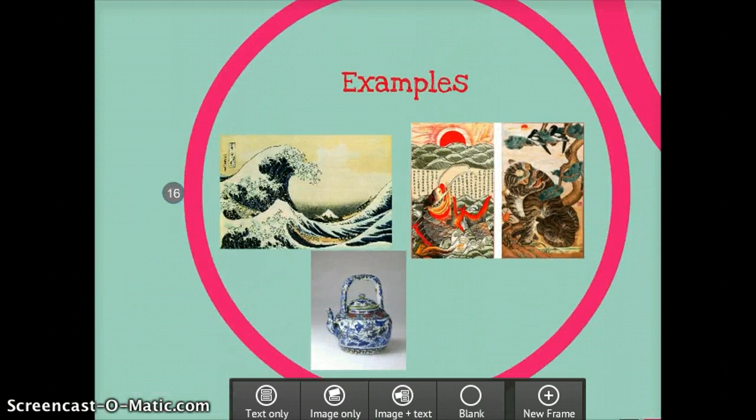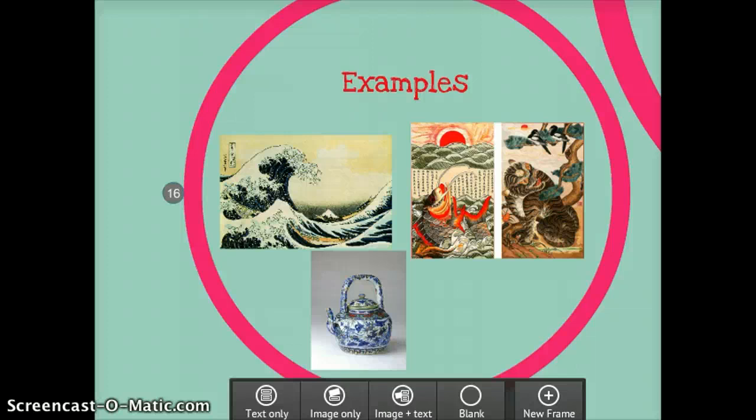Here are some examples. You'll see on the left this print here of a wave. That's from Japan, and it is a really famous example of woodblock printing. Again, this is a technology that developed in Japan because of its isolation, and it didn't really catch on anywhere else because people didn't really know about it. But you'll see just some extraordinary, really unique works of art that were created in that manner.